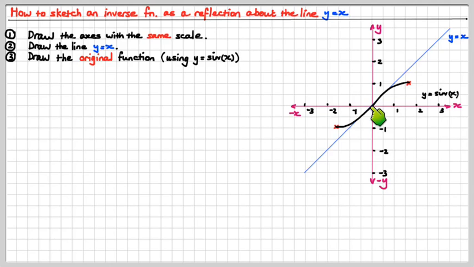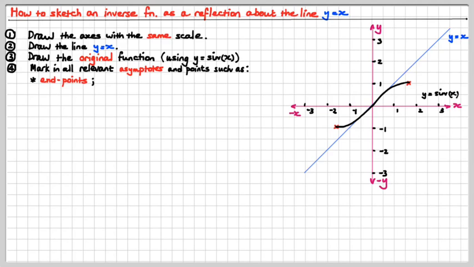It starts off with a gradient of 1, like the line y equals x, but then it kind of deviates away. So that was very hard to actually get that degree of definition on this graph, but that's what it does, right? So then you mark in all the relevant asymptotes and points, such as end points and axes intercepts, and intersection points with the line y equals x. So I'll do that now.